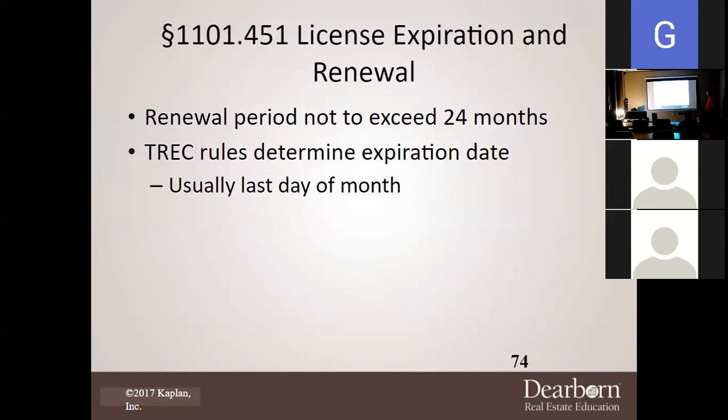Of course, your renewal period will not exceed 24 months, meaning your license is only good for how often, Mr. Aiden? 2 years. 2 years. Okay. Trek rules do determine the expiration date, and these are usually the last day of the month, right?